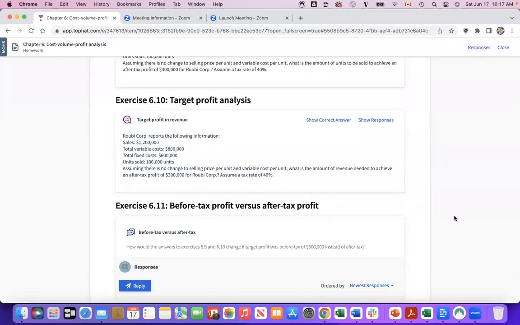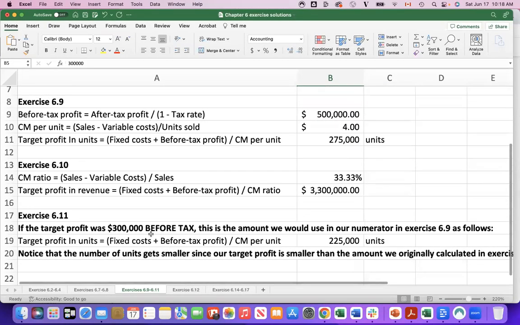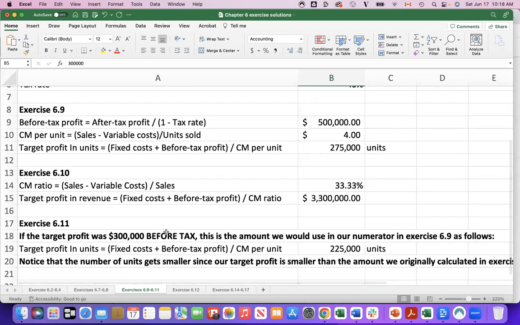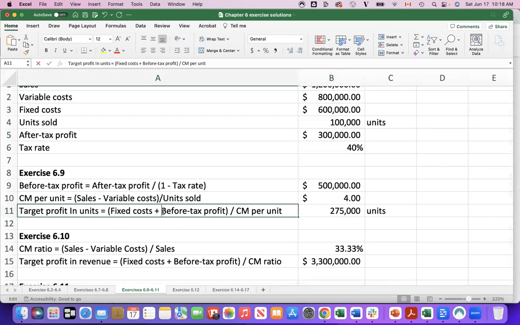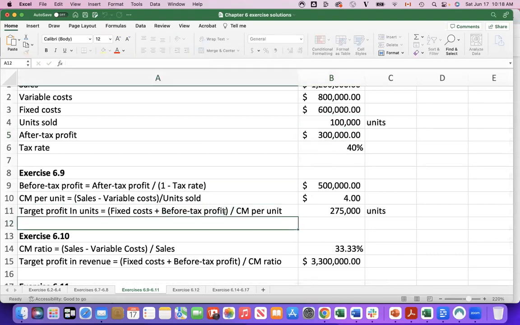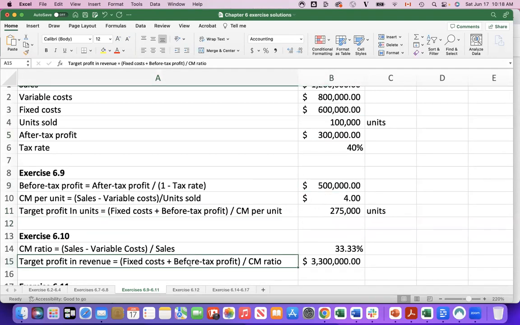Now 6-11 asks, how would our answers to 6-9 and 6-10 change if the target profit was before tax of 300,000 instead of after tax? In this case, if the target profit was 300,000 before tax, that's the amount we would use in our numerator. Because remember, look at our formulas for target profit in units. It's before tax profit. So we would plug in 300,000 there instead of the 500,000 that we calculated before. Same with the target profit in revenue. We plug in the before tax profit amount.